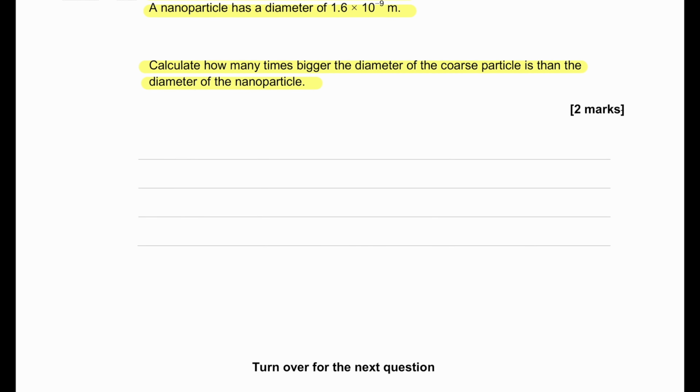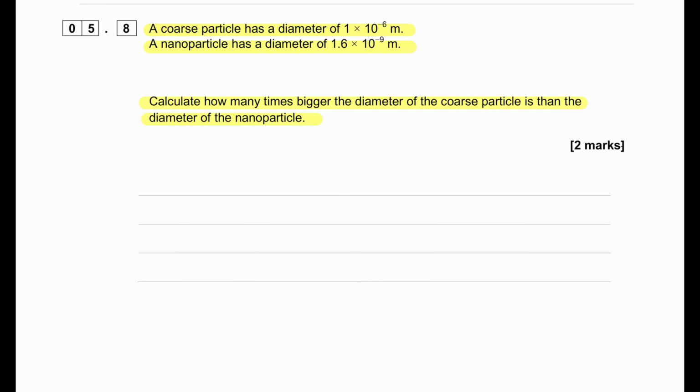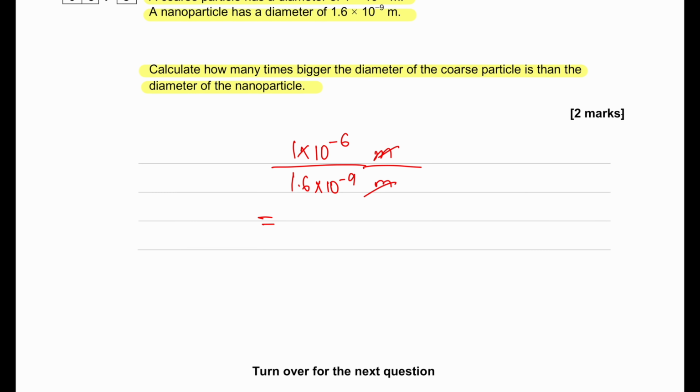In a question like this, guys, maths is involved. We'll have to write down the bigger number on top: 1 × 10^-6 divided by 1.6 × 10^-9. Since both of them have meter units, they will get cancelled out. So the answer will be 625 times bigger.